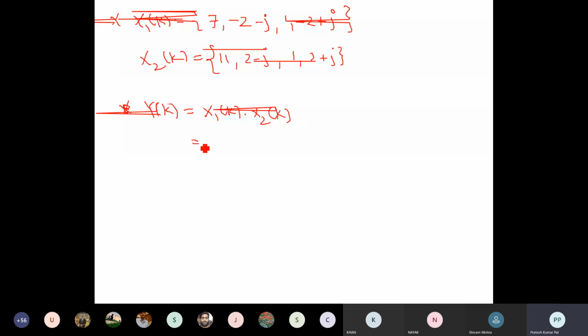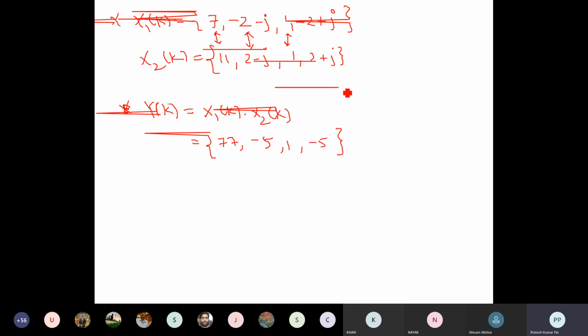So after we multiply these two, we will individually multiply each term. So these two terms will be multiplied, these two terms will be multiplied, and similarly these two terms. So finally we will be getting, after multiplication, 7 will be multiplied by 11, so it will be 77, minus 2 minus j multiplied by 2 minus j. Okay, so after multiplication we will be getting minus 5. So you can just multiply and then 1, it will be minus 5.